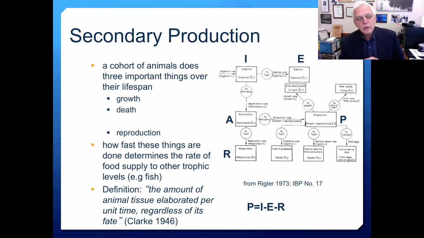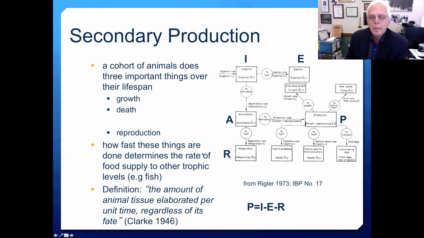Now, how fast those things are done determines the rate of food supply to other trophic levels, and that is why secondary production is important. The definition of secondary production is the amount of animal tissue elaborated per unit time, regardless of its fate. So, regardless of what happens to it, whether it goes to death and detrital material, whether it's eaten by something, or whether it goes into reproduction, that elaboration of animal tissue is in fact the secondary production.